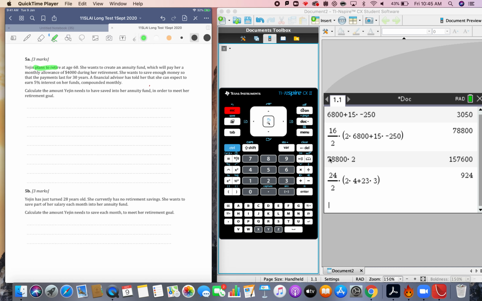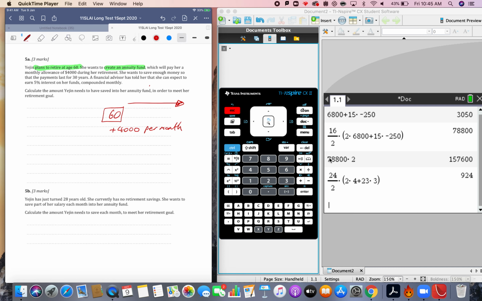Yejin plans to retire at 60, and she wants to create an annuity fund. So at some stage, this lady gets to the age of 60 and she retires, doesn't do any more work. And from 60 onwards, she wants an allowance of 4,000 per month. So this is money coming back towards her. Okay, so we'll put a plus 4,000 then.